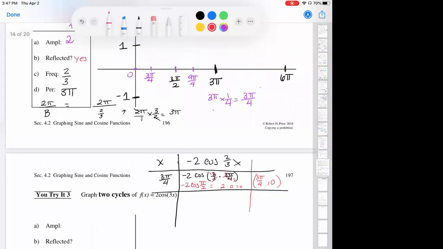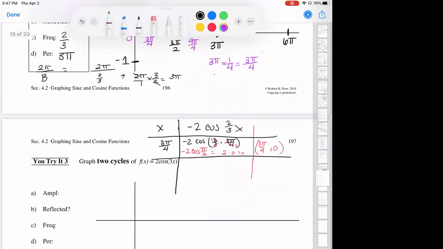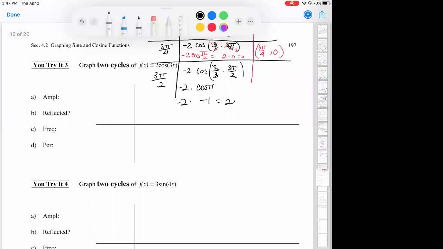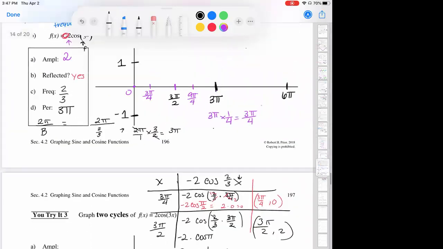All right, now we have 3 pi over 2. Let's plug it in for x. So I have negative 2 times cosine of 2 over 3 times 3 pi over 2. My 2's cancel, my 3's cancel, so I'm left with cosine of pi times negative 2. Cosine at pi, we take a look at pi, cosine is the x, that's negative 1. Times negative 2, we get 2. So I have a point, 3 pi over 2, and 2. All right, let's plot these points.